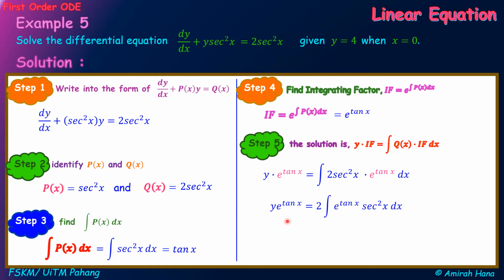Then we rearrange. We have y e to the power of tan x equals, we can move out the constant 2 from the integration sign. Remember, we can move out a constant from the integration sign, but never move out a variable from the integration sign. Then we have 2 times the integration of e to the power of tan x sec²x dx.